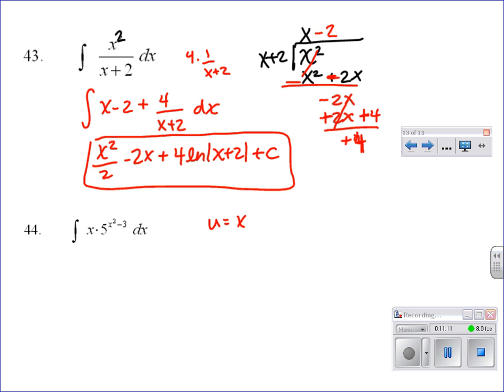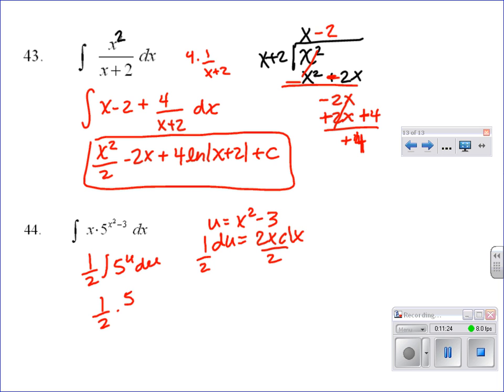Last one, x squared minus 3 is your u, so your du is 2x. Don't have a 2 there, so put a 1/2 in front. 5 to the u du, so the integral is 5 to the u over ln 5 plus c. So 5 to the x squared minus 3 over ln 5 plus c.